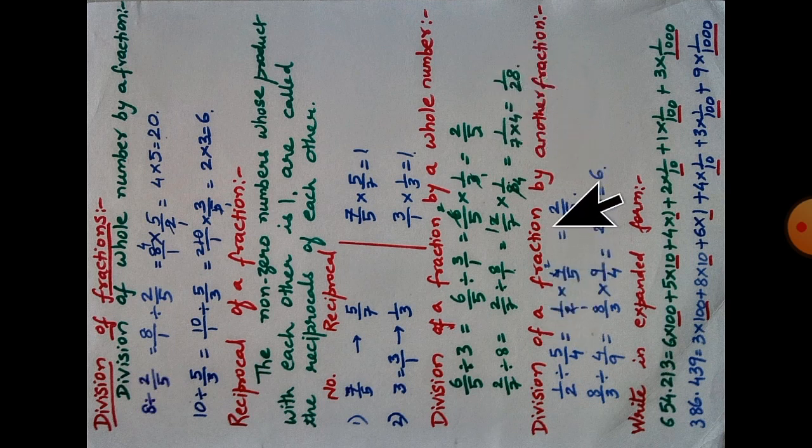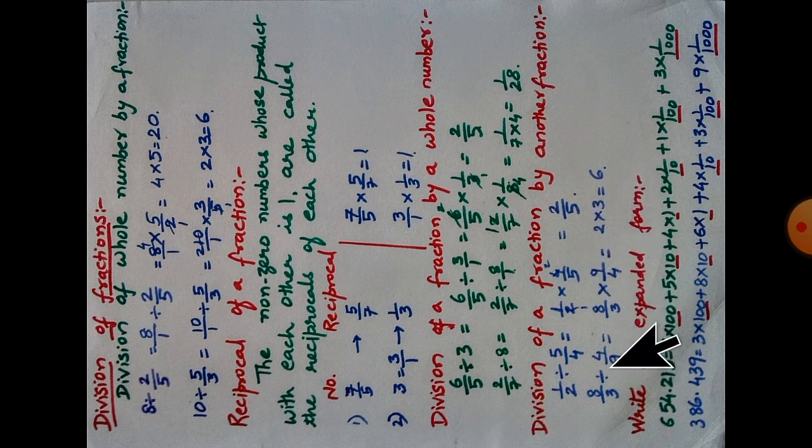Division of a fraction by another fraction. So 1/2 divided by 5/4 equal to 1/2 into 4/5. Here divide will become multiply and 5/4 will become 4/5. Again 2 1s are 2, 2 2s are equal to 2/5.